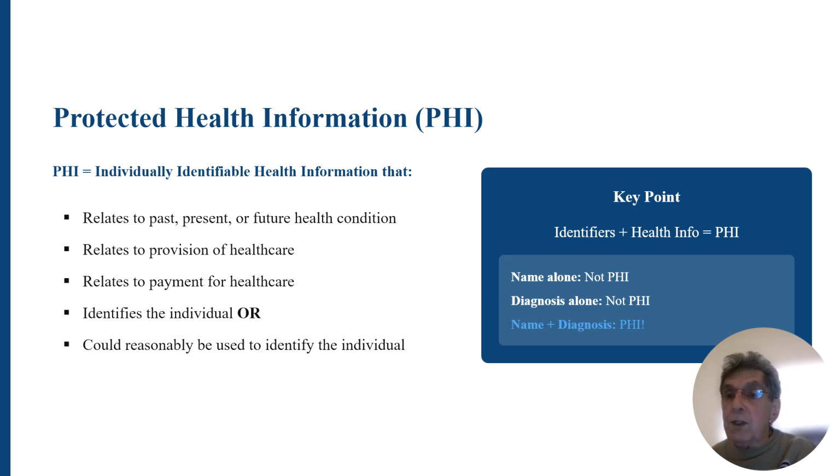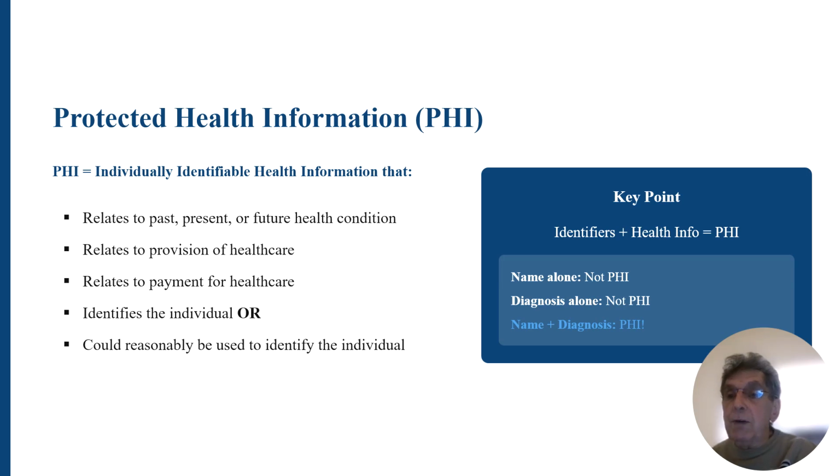Before discussing de-identification, we need to understand what we're de-identifying. Protected health information, PHI, is defined by HIPAA as individually identifiable health information that relates to the past, present, or future physical or mental health condition of an individual, the provision of healthcare to an individual, the past, present, or future payment for healthcare. And this is crucial.